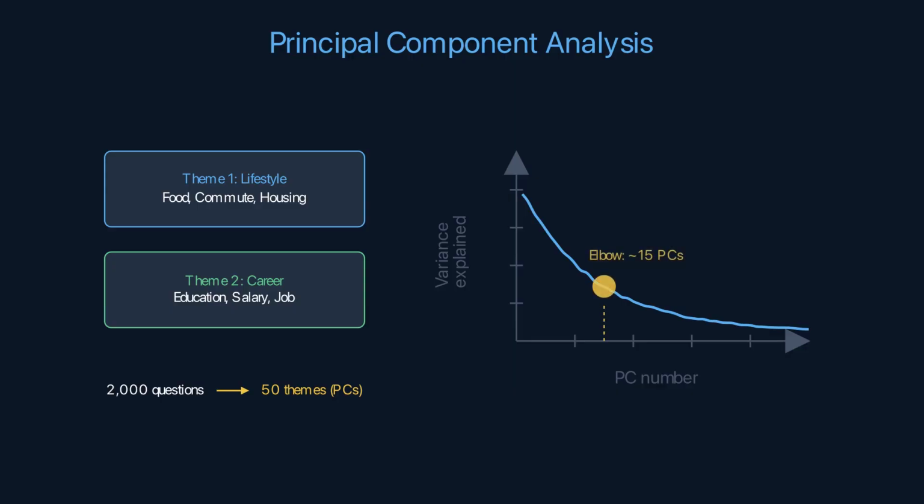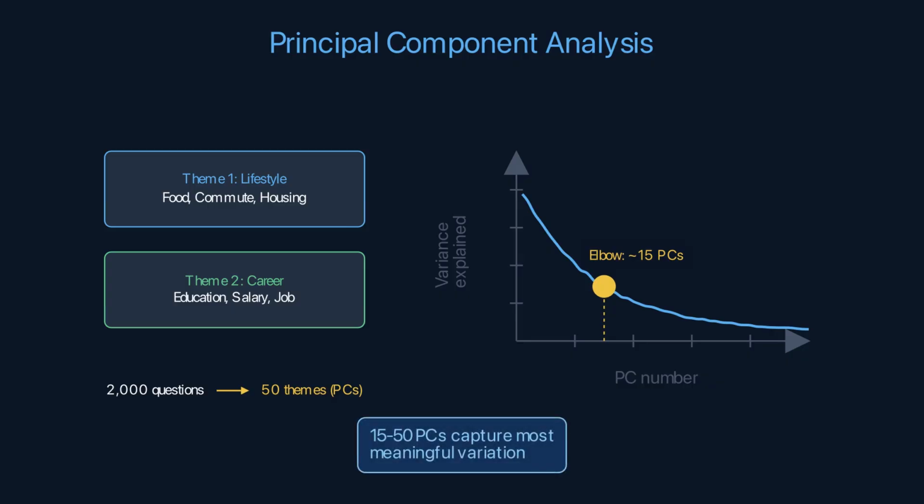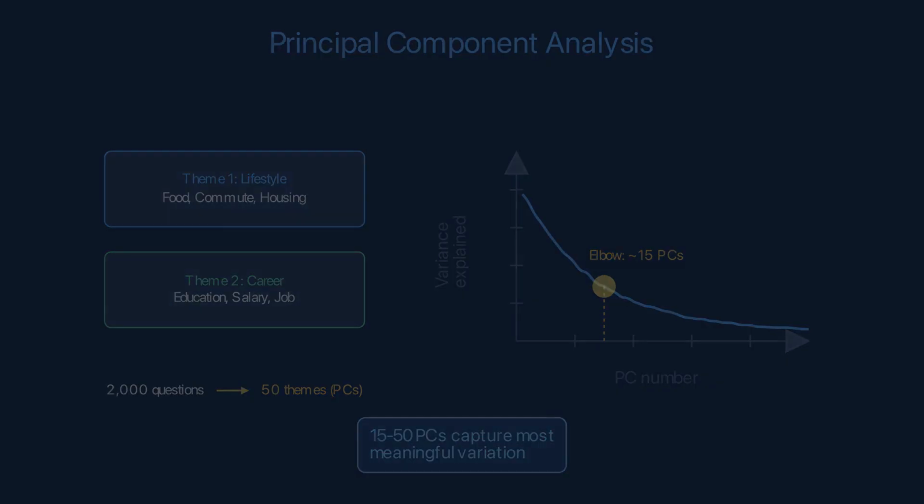The first theme explains the most variation, the second explains the next most, and so on. The elbow plot shows where adding more themes stops being useful. Usually 15 to 50 PCs capture most of the meaningful variation.